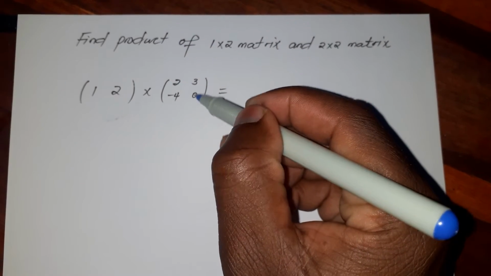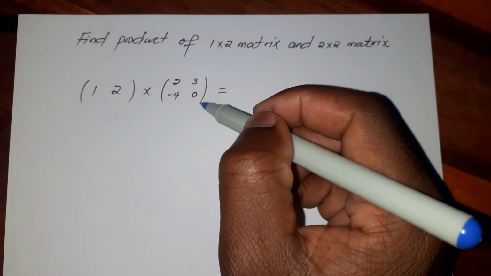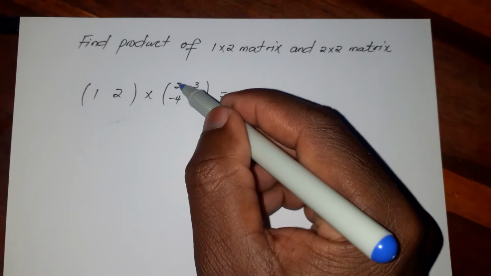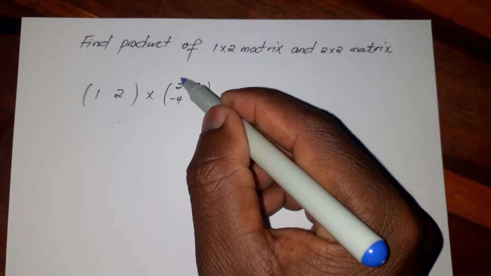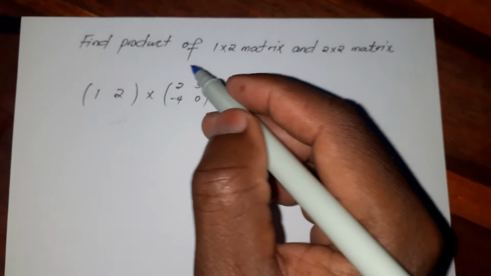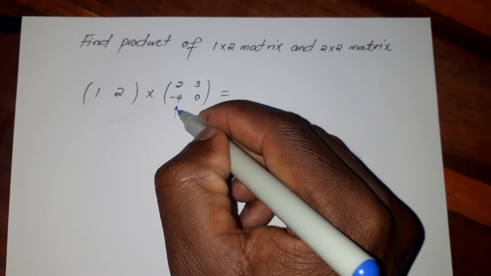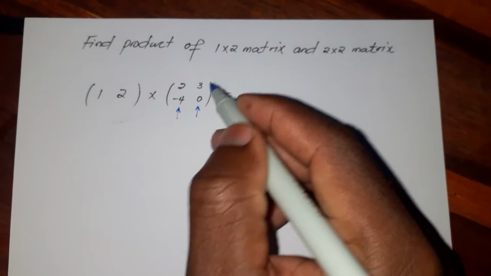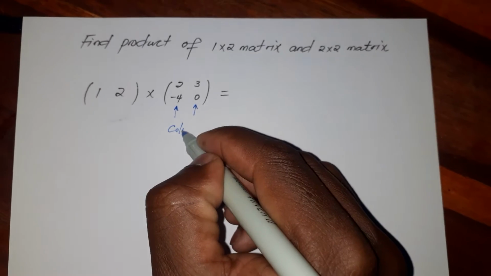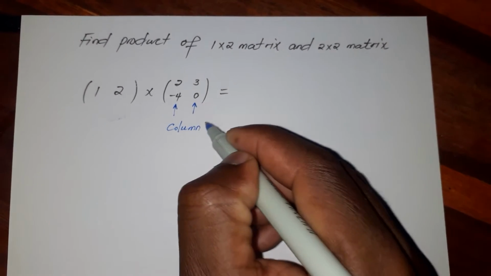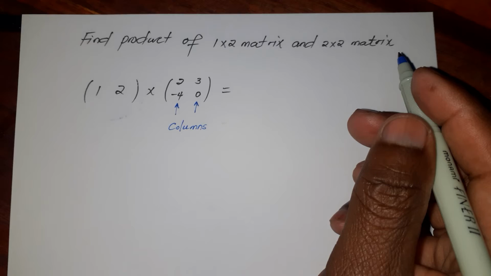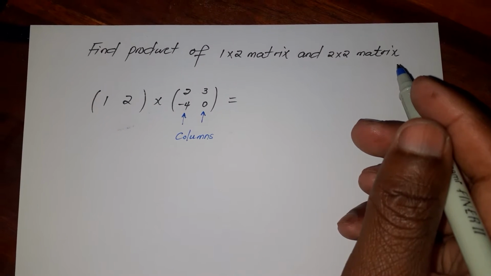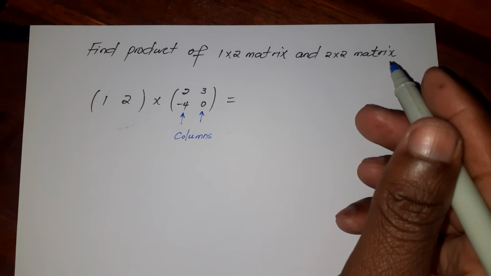3 and 0, they are in the same line, vertical. 2 and -4, they are also in the same line, vertical. Therefore, these vertical lines, we call them column. If it's 1, say column. If there are 2, then we say columns.